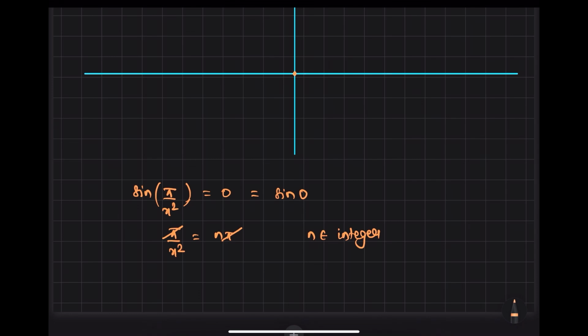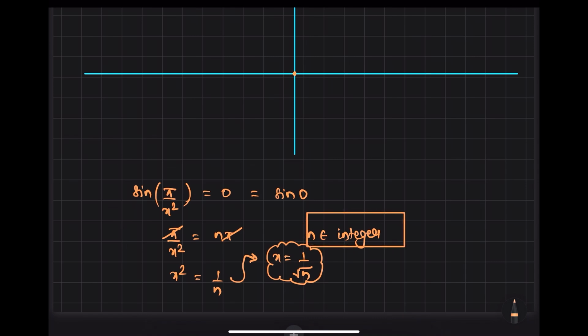Okay, so I want to find out the value of x. Can I write x square is equal to 1 by n? Can I write x equals to 1 by root n? Okay, so I will write x equals to 1 by root n. Now be super slow. You have to extract all the information from this thing only. Inside the root we need positive numbers, so we will not talk about integers, we will talk about natural numbers only. Correct?